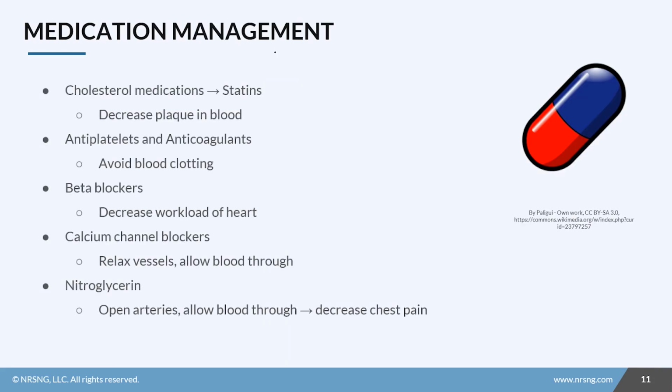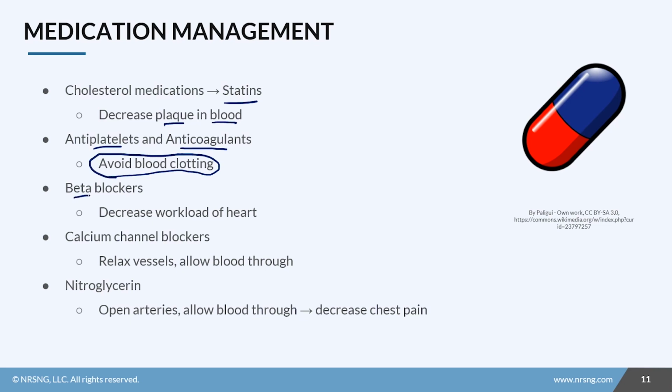So how do we manage coronary artery disease? Well, there's different medications that may affect the body in different ways to help. Cholesterol medications such as statins help to decrease the plaque in the blood. Antiplatelets and anticoagulants are both going to help avoid blood clotting when that plaque breaks off.